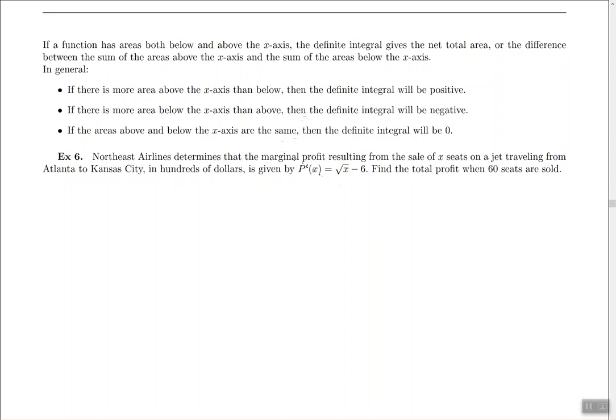So in this case, it's talking about the airlines having marginal profit from selling x seats, and it's given by this formula. So this formula predicts basically how much in hundreds of dollars the company is going to profit from selling 1 extra seat or 2 extra seats or whatever. x represents the number of seats. So find the total profit when 60 seats are sold.